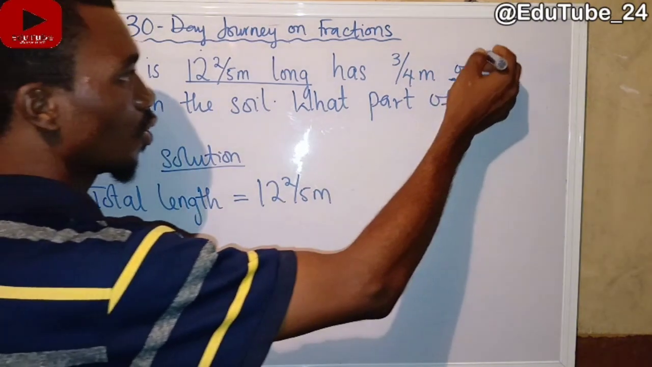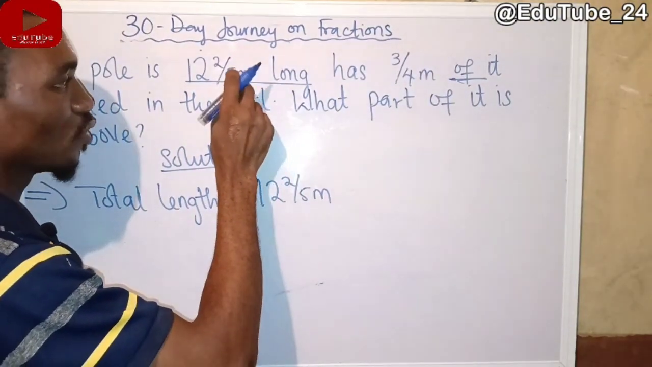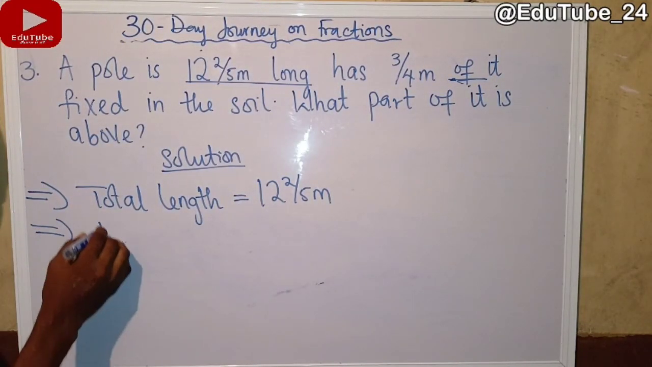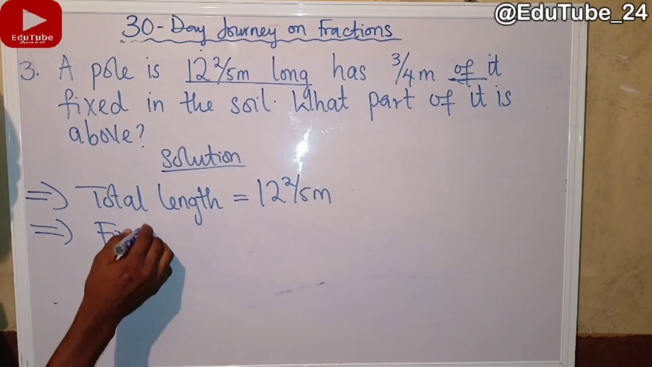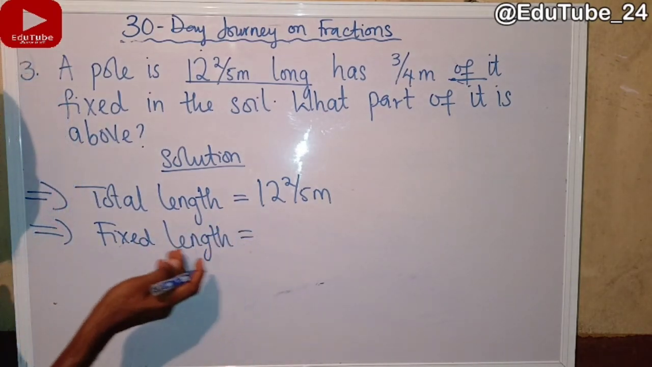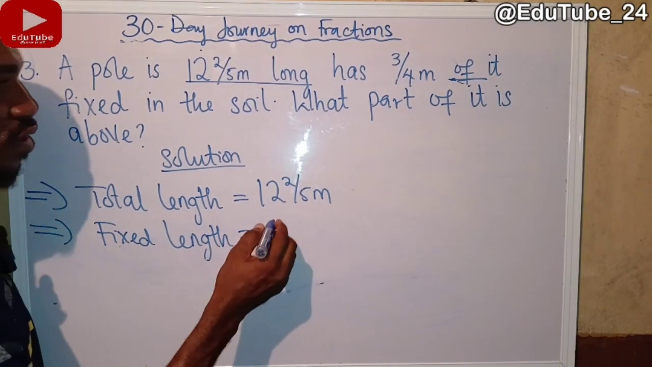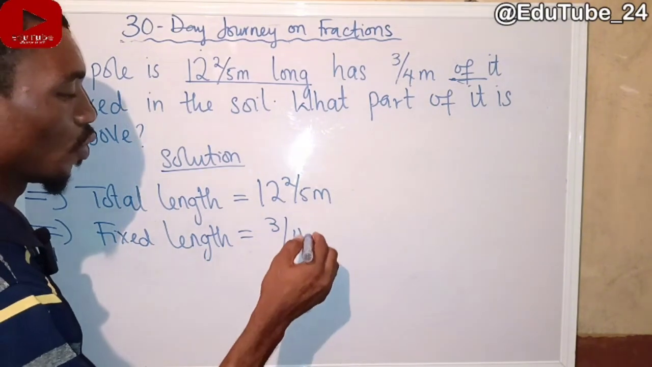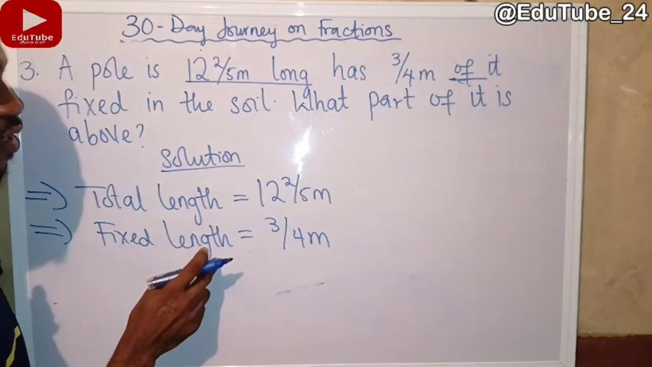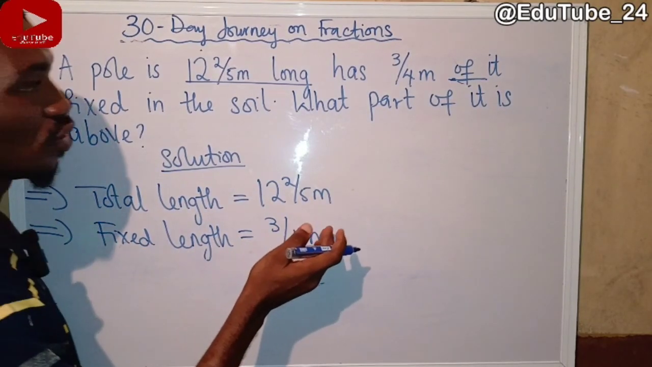Again, I repeat, take note of this "of". That is, this 3 over 4 meter, as part of this, is fixed in the soil. So we say fixed length. We interpret that as fixed length. You could choose any other words to qualify that. So the fixed length in the soil is 3 over 4 meter. And don't forget, it said "of", that is 3 over 4 meter of this is fixed in the soil. So this is just an interpretation to make the work easy. So the fixed length is 3 over 4 meter.